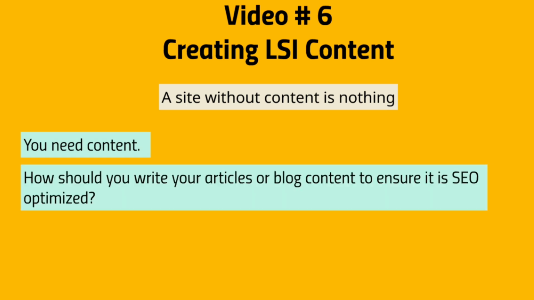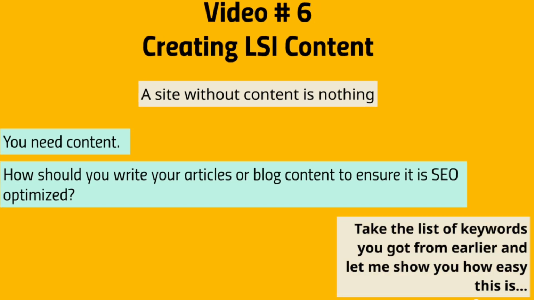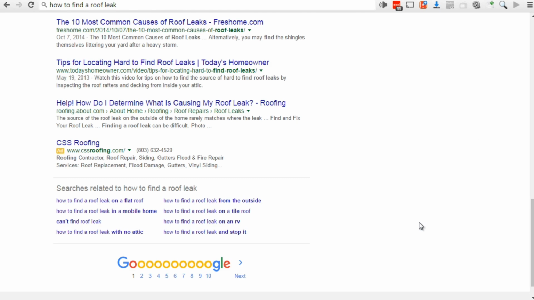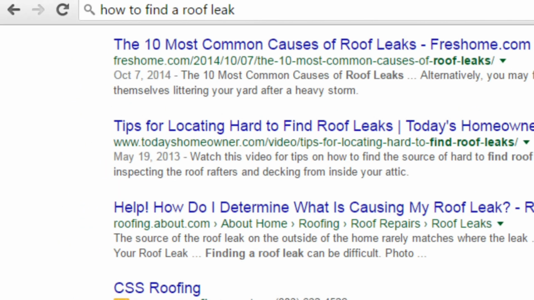So the big question is, how should you write your articles or blog content to ensure that it is SEO optimized or search engine friendly? It's actually going to be super easy to do. What we're going to do is take the list of keywords that you got from earlier, and let me show you how easy this is. Before we can create the content, I want to show you a specific method to create the content structure. If you think about it, we're focusing a lot on structure because once you create the structure, filling in the structure is actually very, very quick and easy.